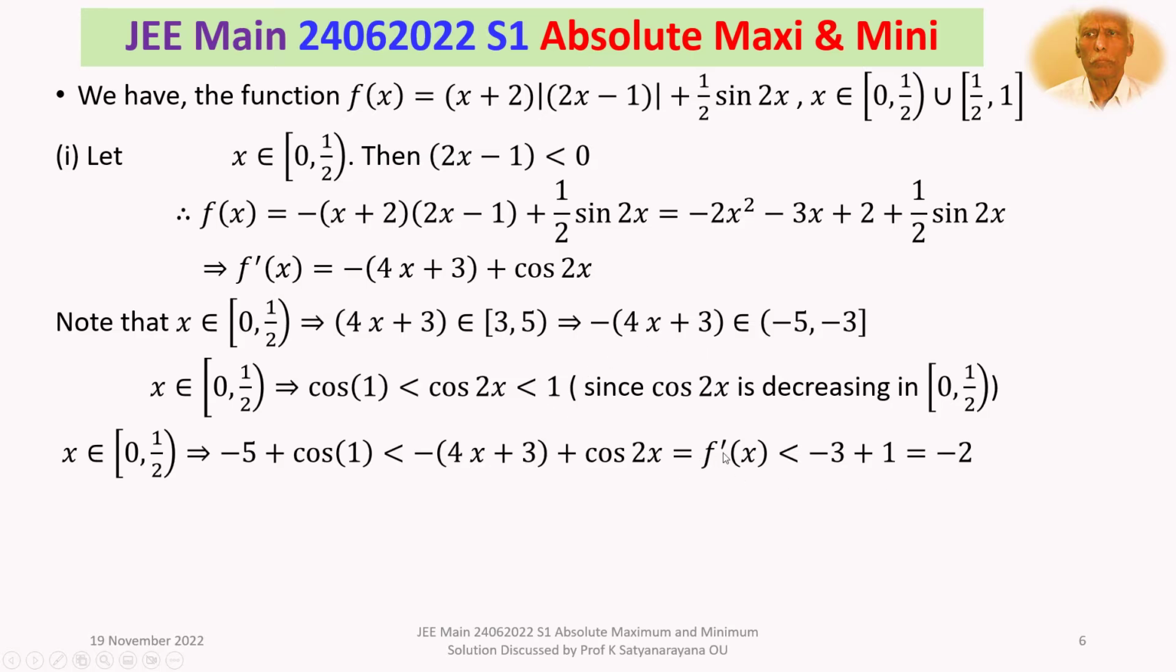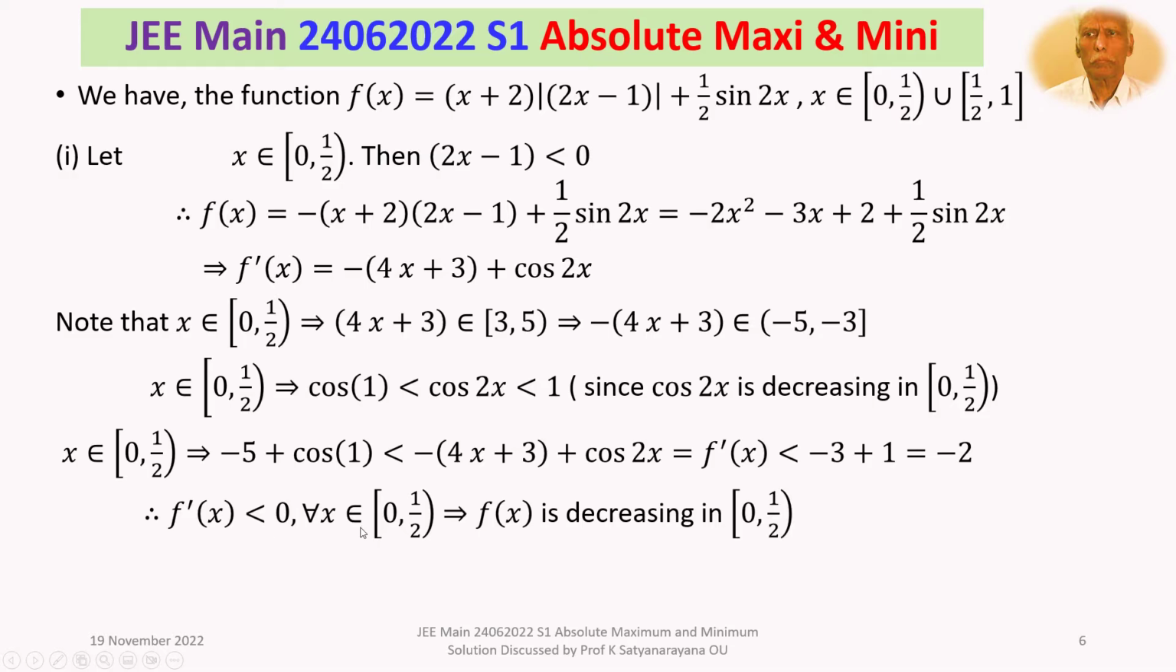And this is nothing but f prime x. That means f prime x is less than minus 2. That is, it is negative. f prime x is negative for all x belonging to this interval. Therefore, f(x) is decreasing in this interval.